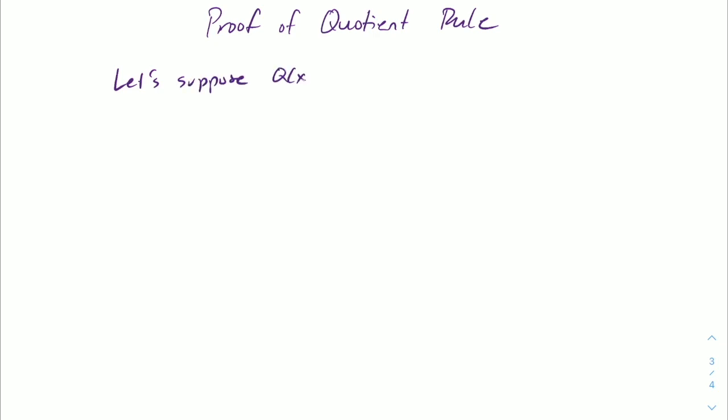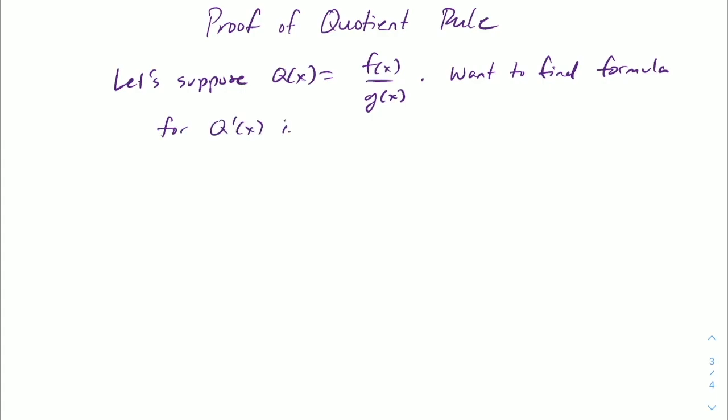Okay, so in this video I want to discuss a proof of the quotient rule. So let's go through the proof here. Let's suppose we have Q, which is f of x over g of x, and we want to find a formula for q prime of x in terms of f of x and g of x.